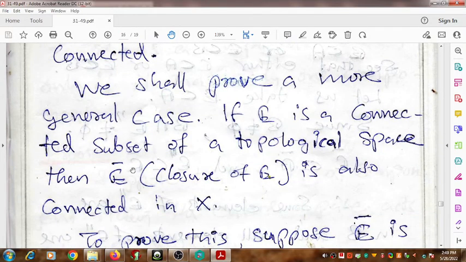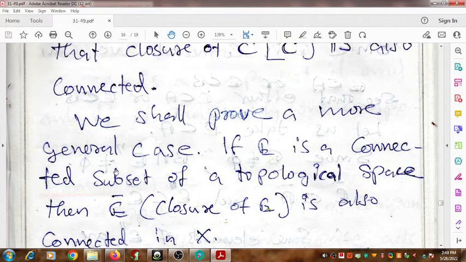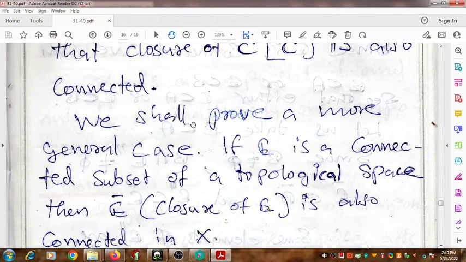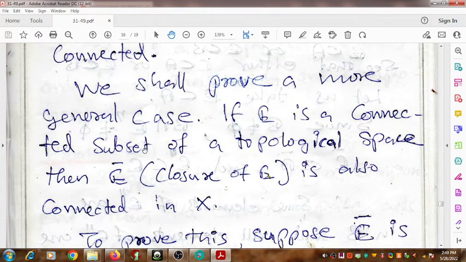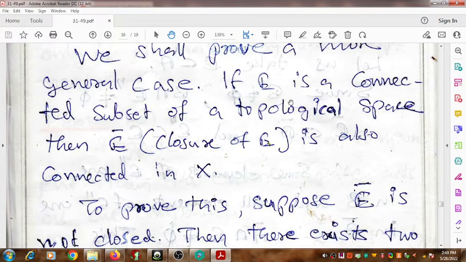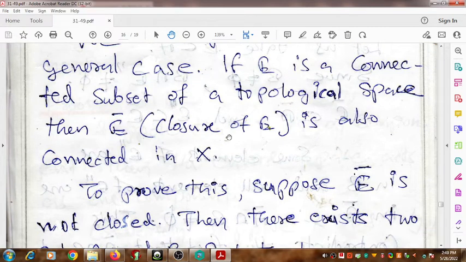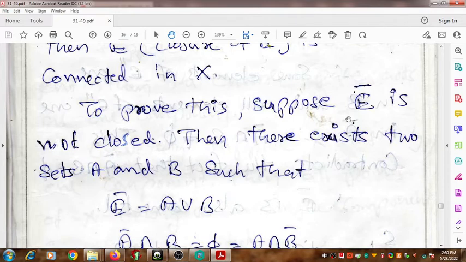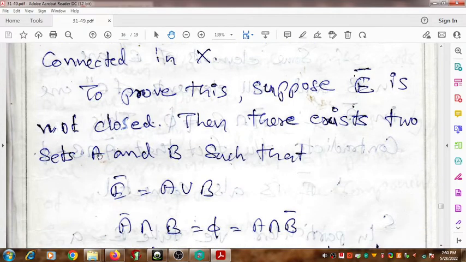We shall prove a more general case. In order to show that the closure of C is also connected, we shall prove a more general case. If E is a connected subset of a topological space X, then the closure of E is also a connected subset of X. To prove this, suppose that the closure of E is not connected.